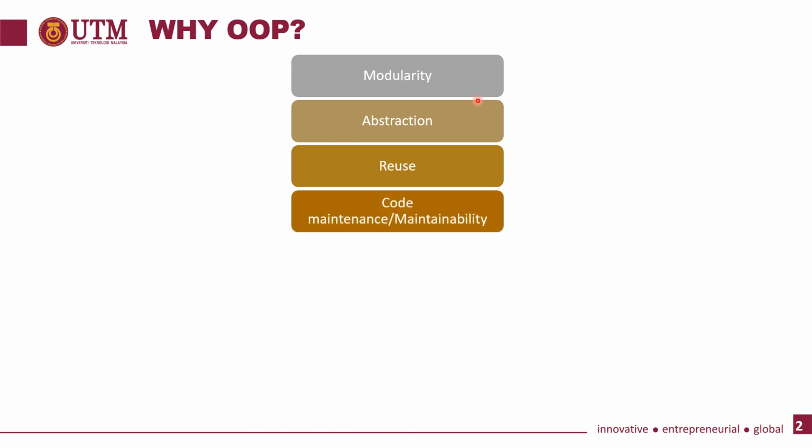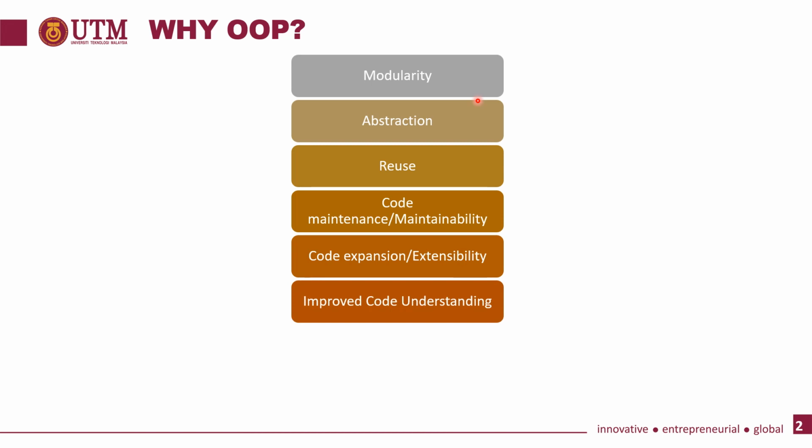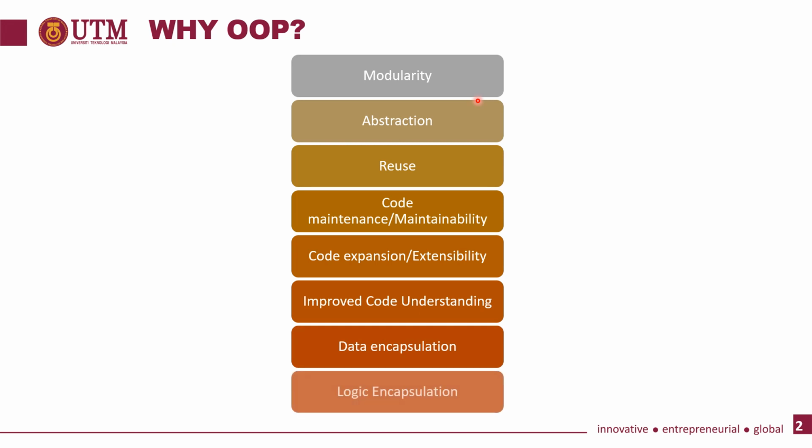Next is code maintenance and maintainability. In order for you to change, modify, or troubleshoot the code, you must first understand the code. Because OOP is easy to understand, code maintenance and maintainability is easy. Next is code expansion and extensibility. OOP also improves code understanding. People who do not have that many skills in programming can understand the code better by using OOP. Then data encapsulation, and lastly logic encapsulation. It is easier for us to do data and logic encapsulation by using OOP.